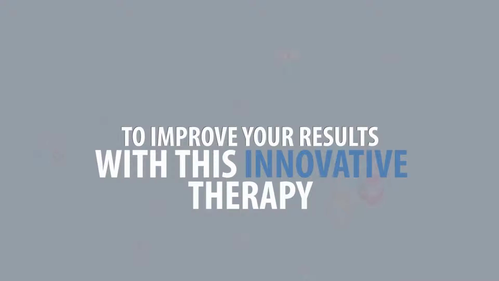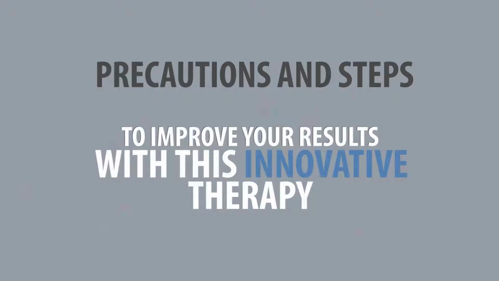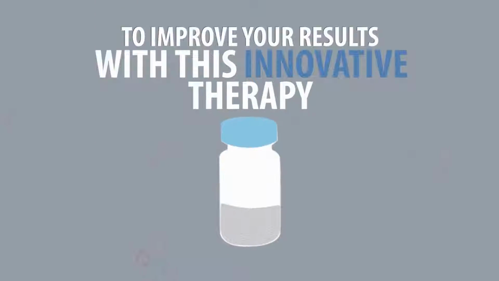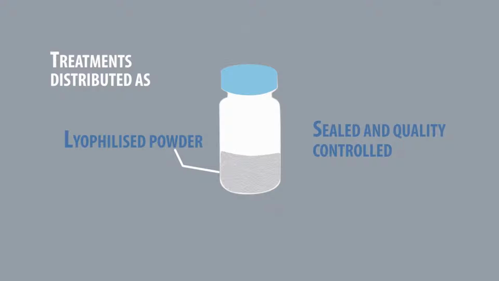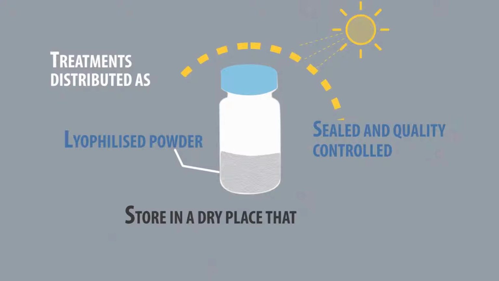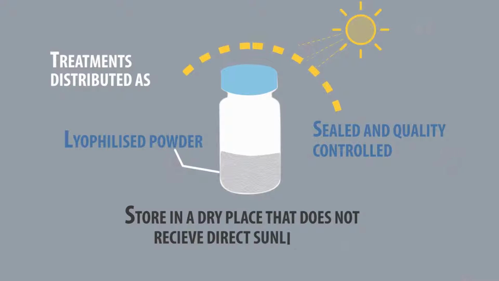Treatment application. In order to improve your results with this innovative therapy, there are a number of precautions and steps each patient should take during the application of their custom treatment. RCT's treatments are distributed as a lyophilized powder inside small vials, sealed and quality controlled by our partner laboratory. Once received, it should be stored in a dry place that does not receive direct sunlight.